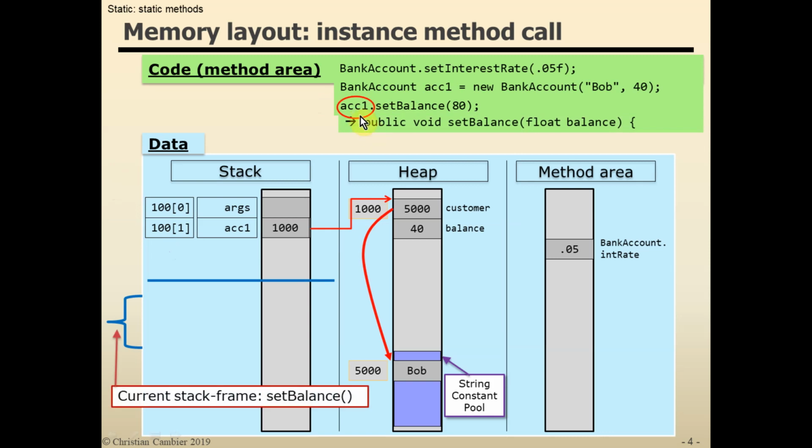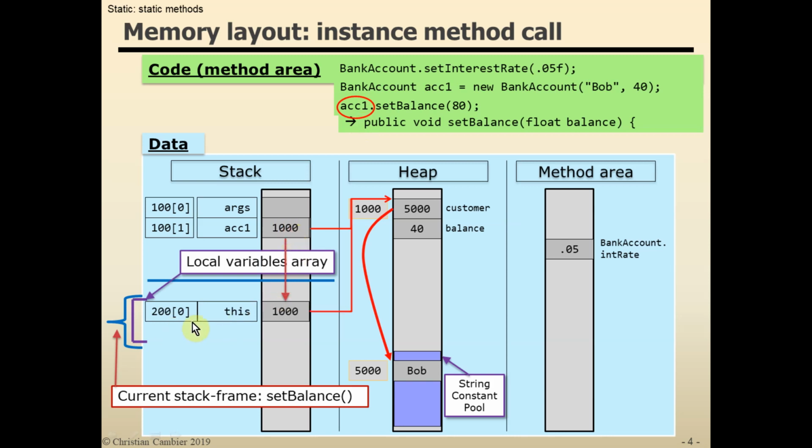The this pointer is initialized with the value of account1, the value of the object reference we are currently using, and the this pointer is always located at the first position in the local variables array. Then the parameter is initialized with a value of 80 at the second position in the local variables array.